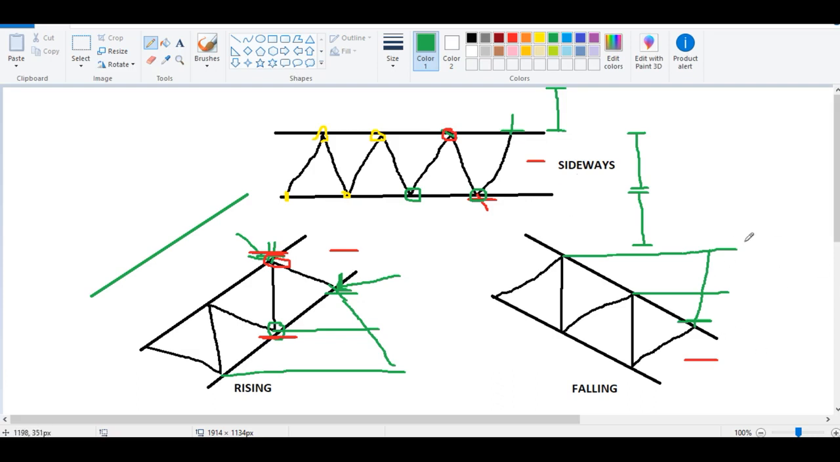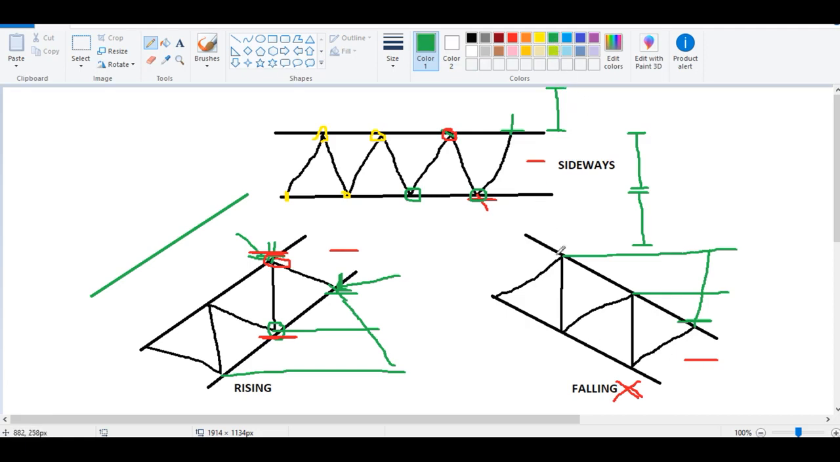Okay, now keep one thing in mind. In a falling channel, we will not take the breakout towards the lower side. And why is that? Generally, as per my experience, these kind of trades tend to fail. So it is best to avoid the breakouts towards the bottom. So keep that in mind about a falling channel.